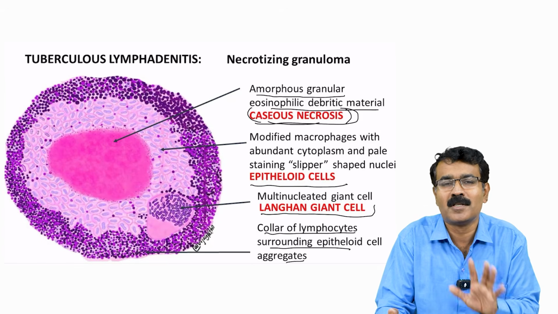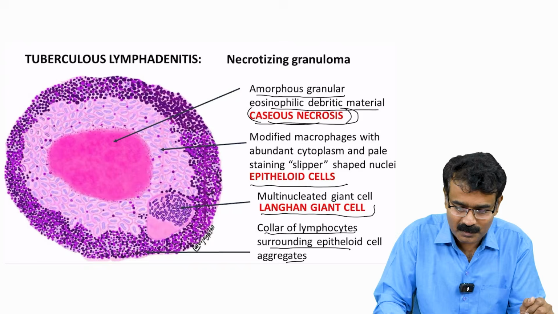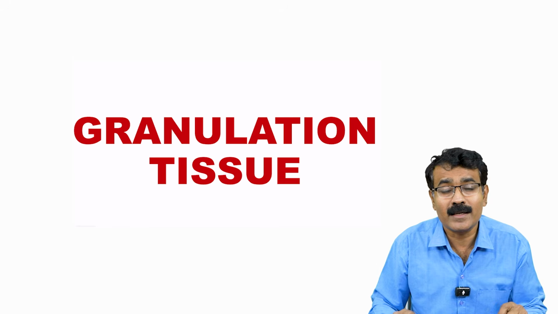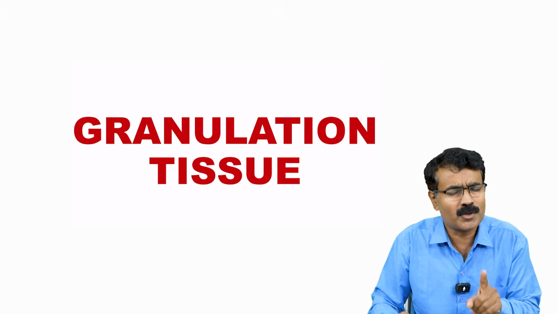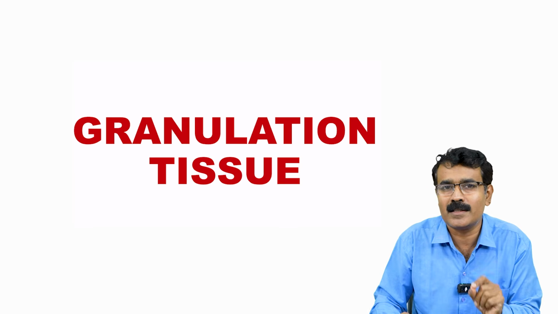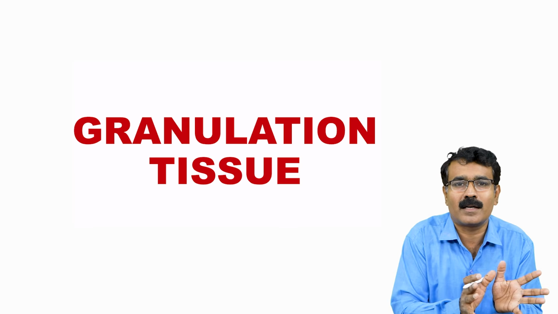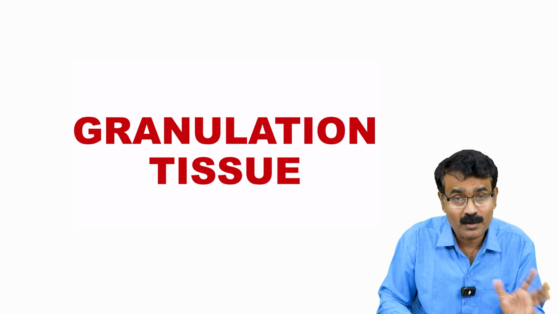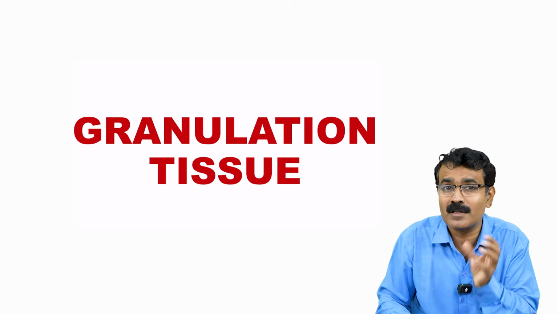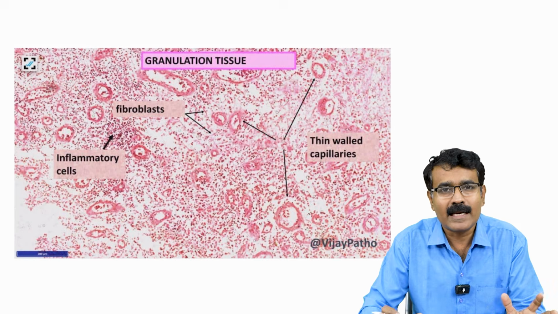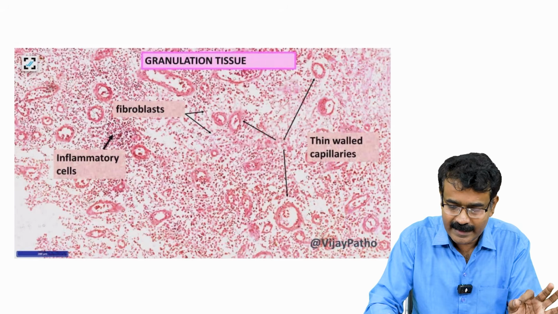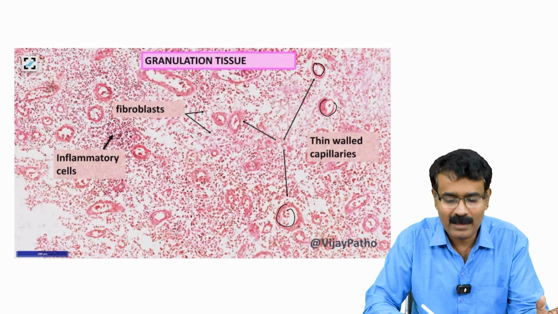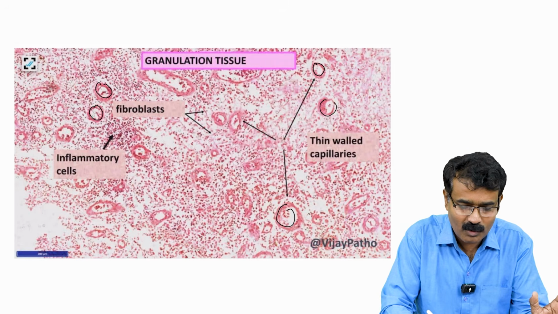It is much easier to diagnose tuberculosis on microscopy. Next one is granulation tissue. A very important slide, which most students confuse with either capillary hemangioma or granulation tissue. So I'll try to differentiate how granulation tissue looks on microscopy. This is a very classical picture of granulation tissue. All you have to see is thin-walled capillaries. Almost the whole slide will have these thin-walled capillaries.